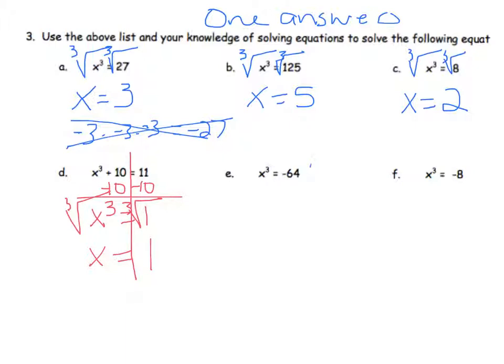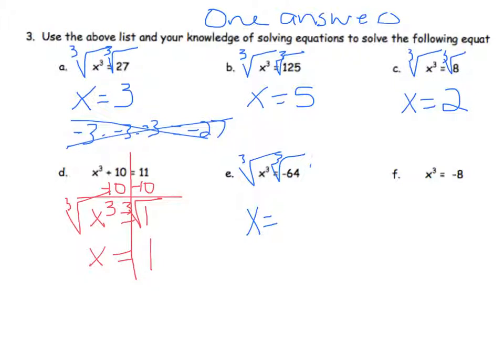All right, this next example, I notice I have a negative here. Well, if this is x to the third, I'm going to undo that by taking the cube root. And if I do it on one side, I need to do it on the other. So the cube root of x cubed is still x. But now, what number times itself 3 times gives us a negative 64?